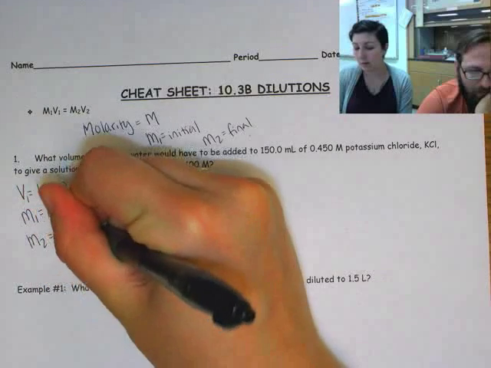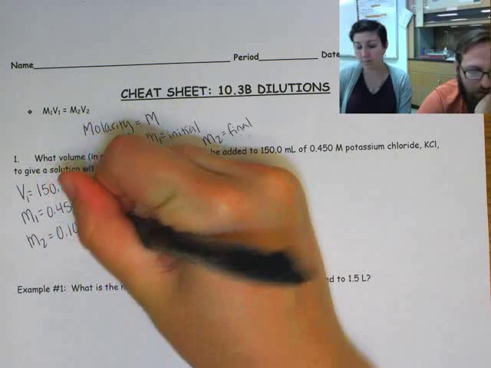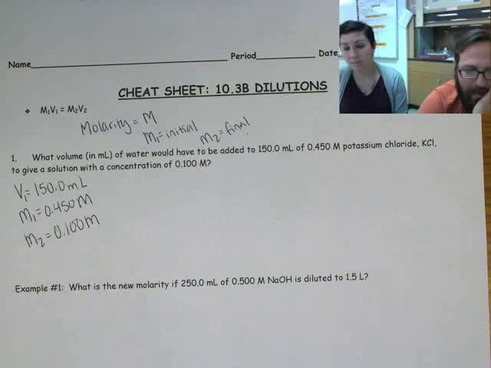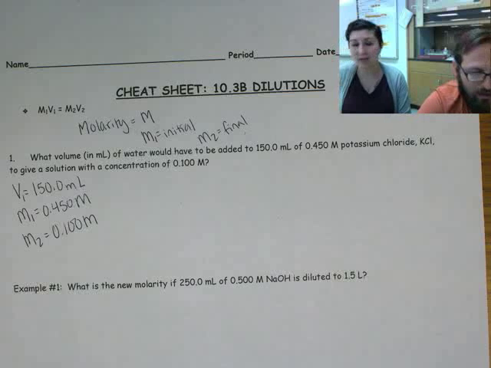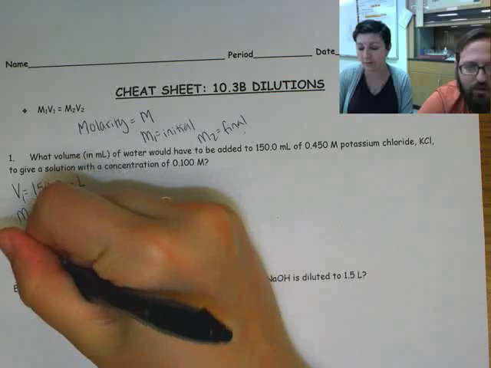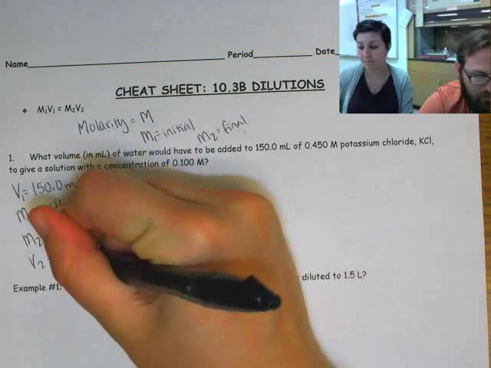And what are they asking for in this problem? How much water has to be added to it? That's kind of tricky. We can solve for V2, but that's not how much is added, so we're going to have to do another step. It's a two-step problem. We're going to find our V2 first.